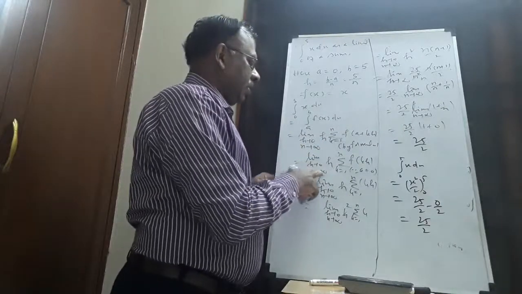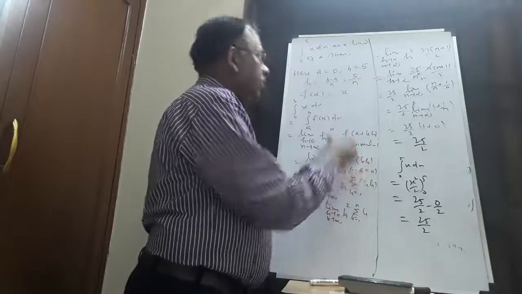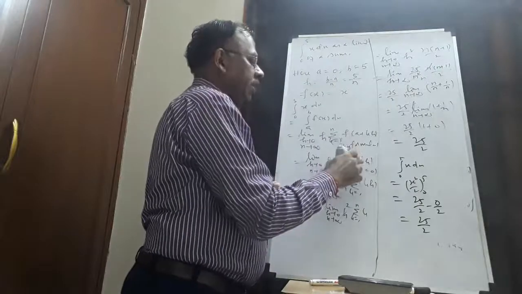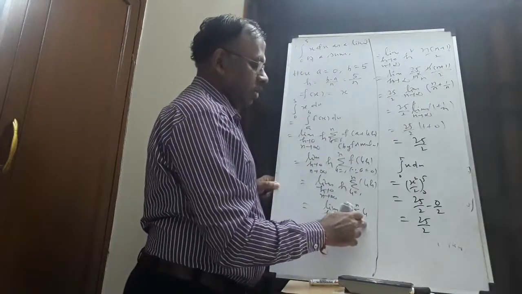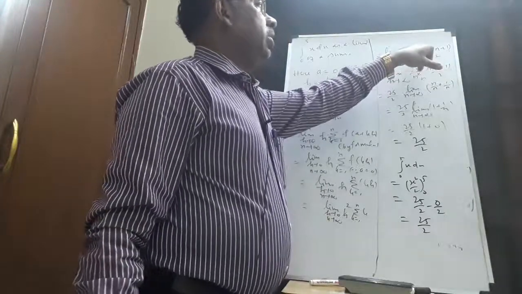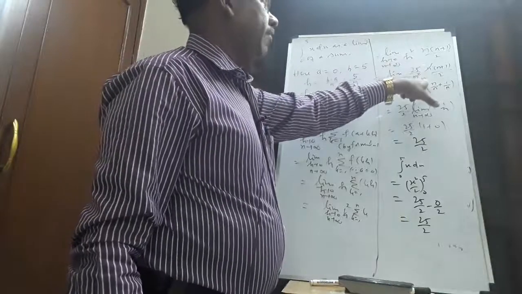Limit h tends to 0, n tends to infinity, h into sigma k equal to 1 to n f of kh, because a is 0. F of x is x: f of 4 is 4, f of 7 is 7, f of 10 is 10, therefore f of kh is kh. This is h square sigma k. Now sigma k is n into n plus 1 by 2. H is 5 by n, therefore h square is 25 by n square.